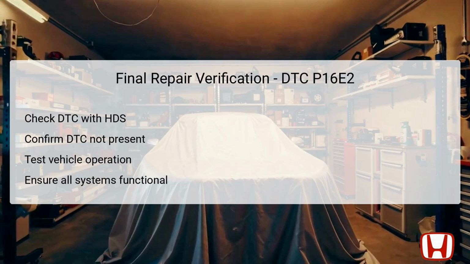After clearing the DTC, perform a thorough test of vehicle operation to confirm that all systems are functioning as they should. Monitor for warning lights and assess general vehicle performance. Ensuring that no new codes have appeared and everything is operating effectively signifies that the repair processes were successful in resolving the issue in the LIN communication system.